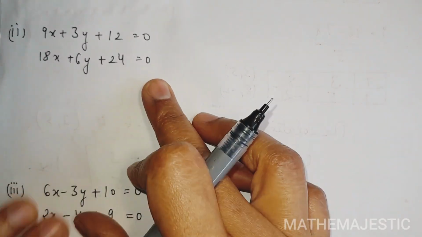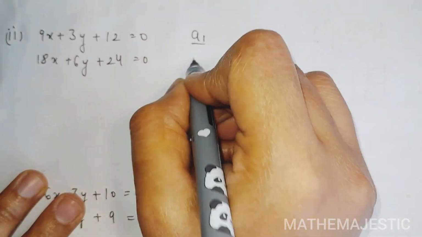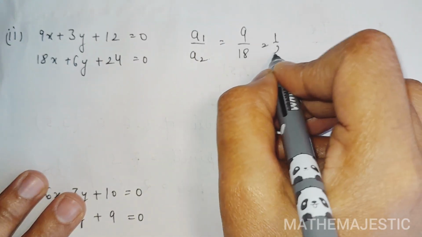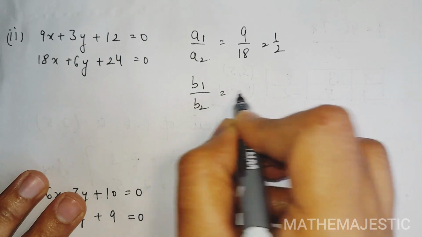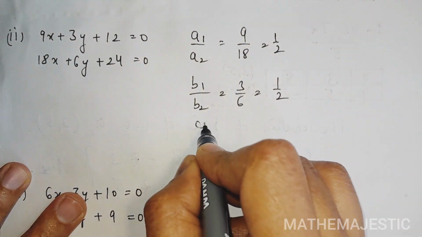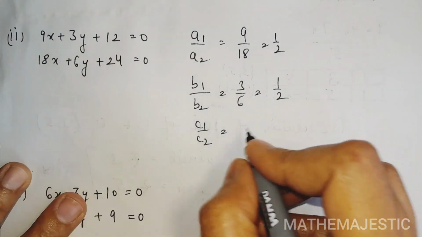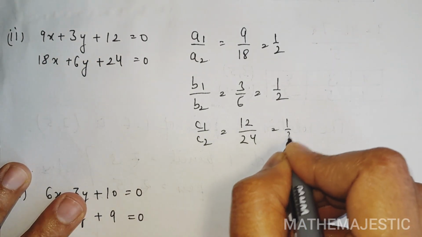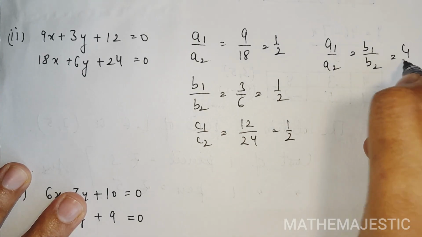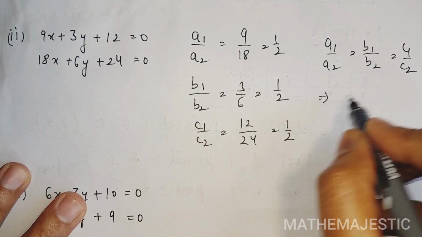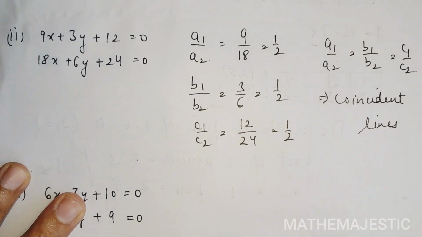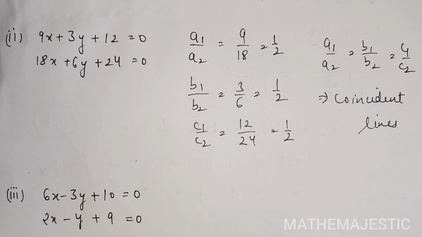Now moving to the second part, 9x plus 3y plus 12 equals 0, 18x plus 6y plus 24 equals 0. Here if we compare a1 by a2, what will be the ratio? 9 by 18, that is equal to 1 by 2. b1 by b2, 3 by 6, coefficients of y, that is again 1 by 2. c1 by c2, 12 by 24, that is also 1 by 2. Because all the ratios a1 by a2, b1 by b2, c1 by c2 are equal, that means the lines are coincident lines here. If all the ratios are equal, then the lines are coincident lines.